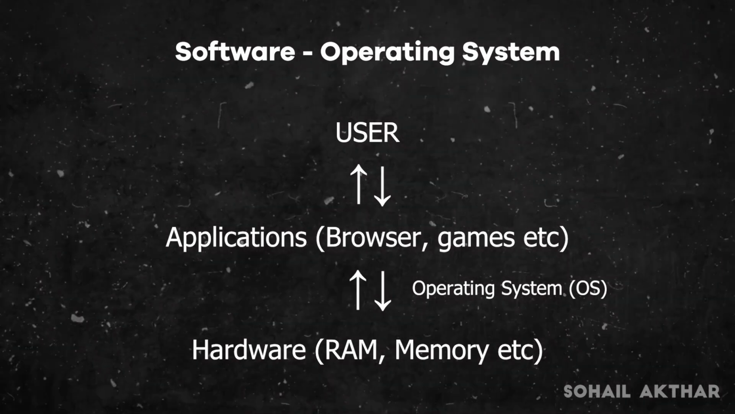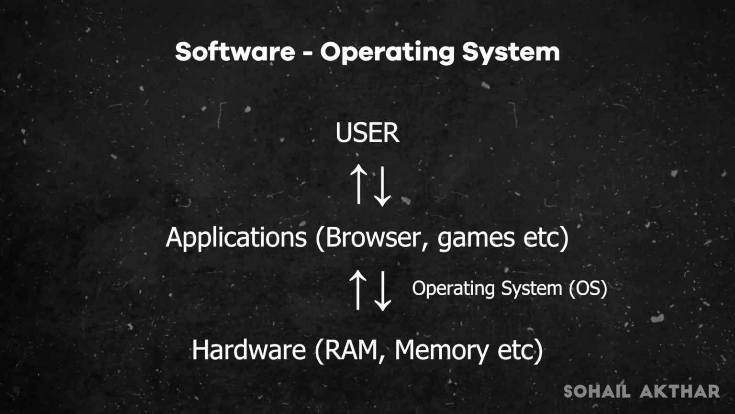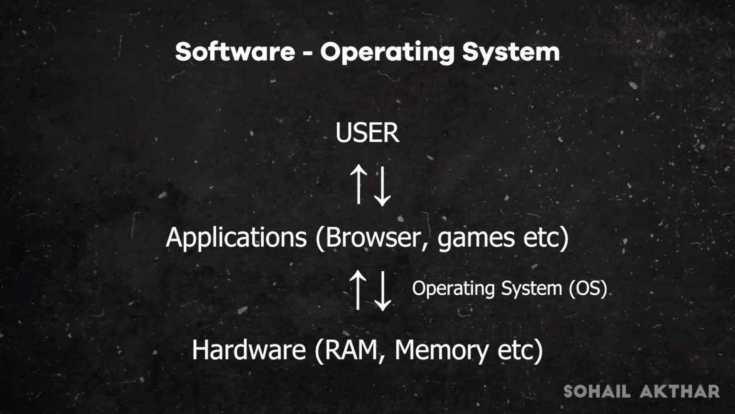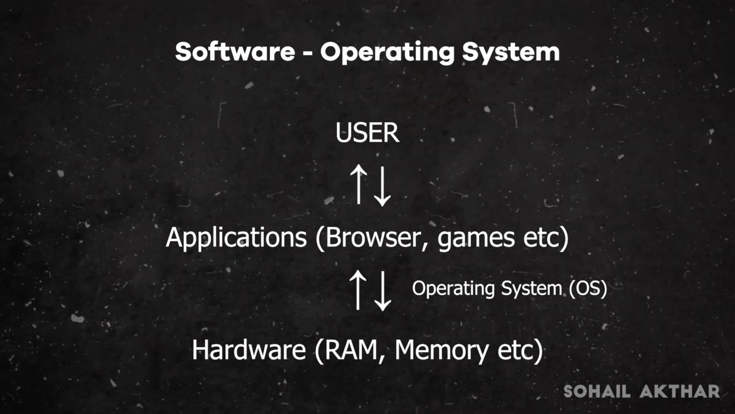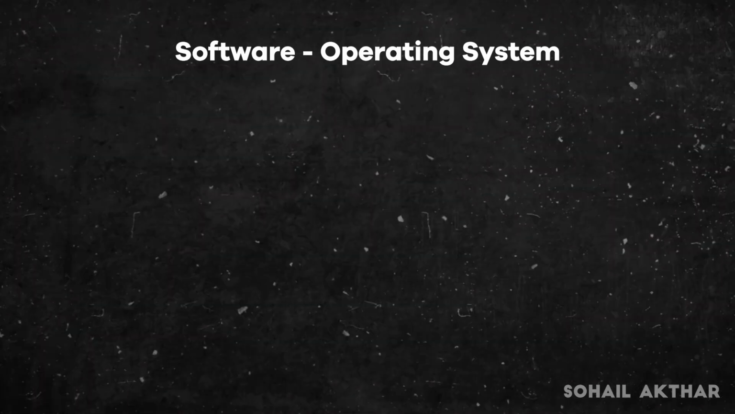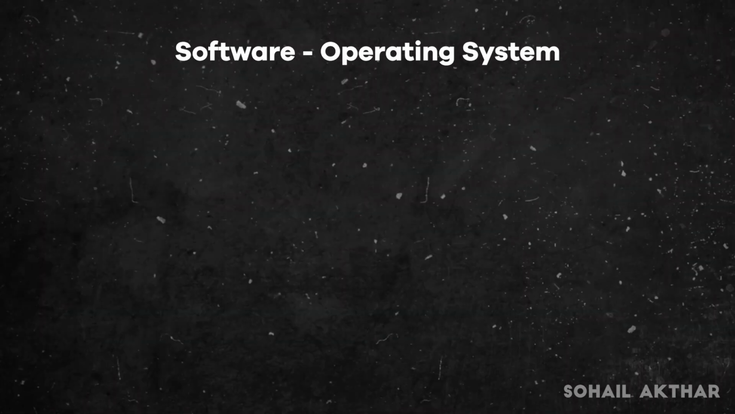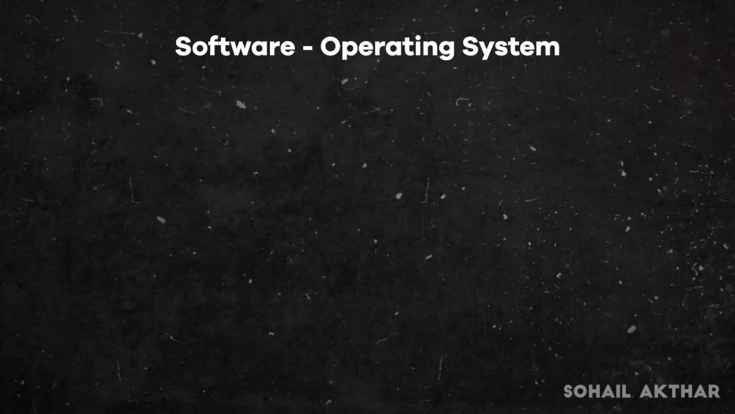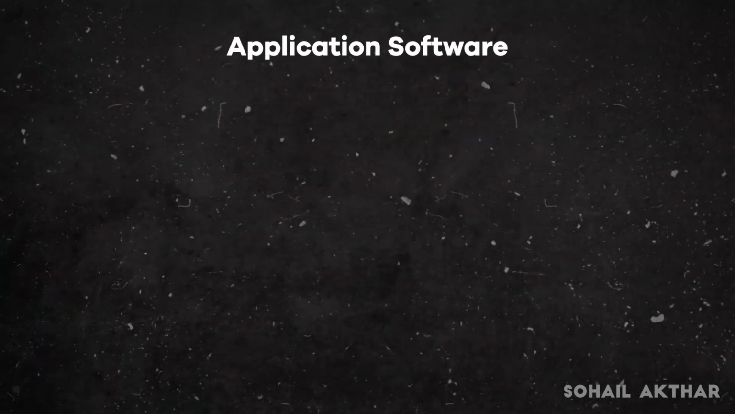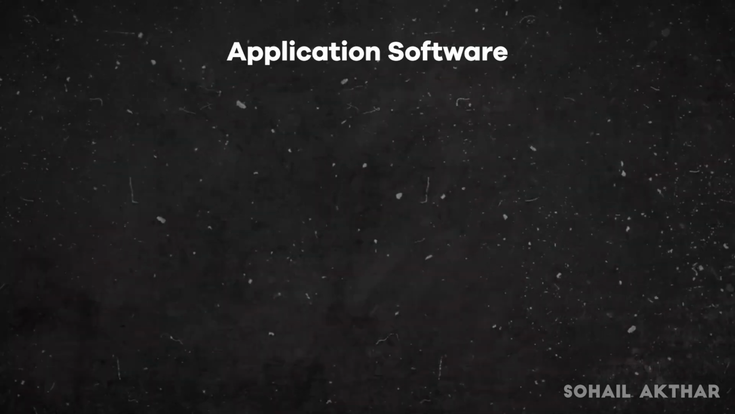Applications like WhatsApp, YouTube, or Chrome run on the OS using its services to function. You, the user, interact with these apps to send messages, watch videos, and browse the web. Just like this, an OS helps manage everything on a computer, ensuring smooth interaction between hardware, software, and users. Application software runs on top of the operating system and allows users to perform specific tasks.